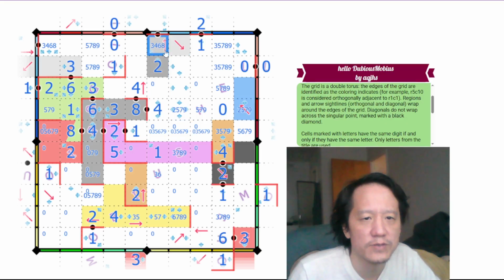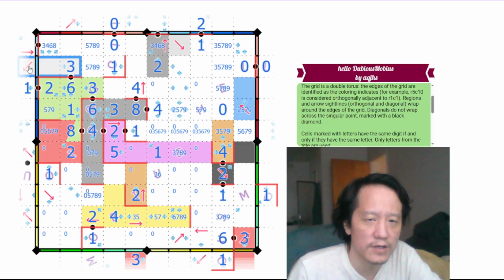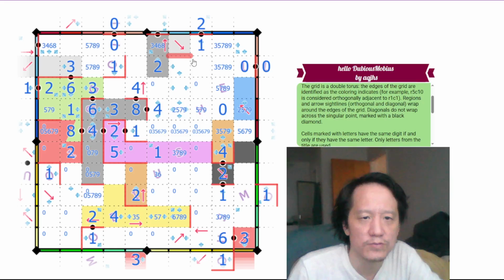But it could be the same region as this, so we don't know. So this is 3 that way. Which means it goes here. And so therefore this is a border, because this only sees 3.